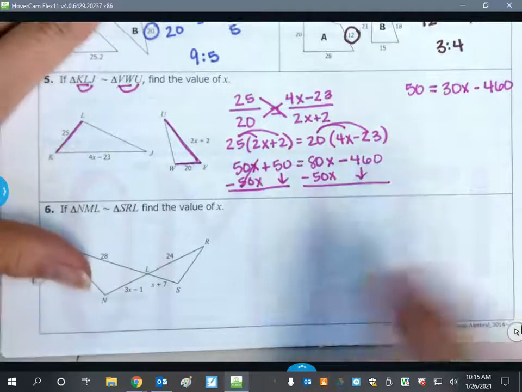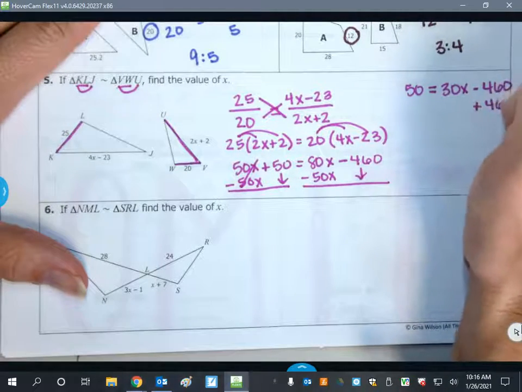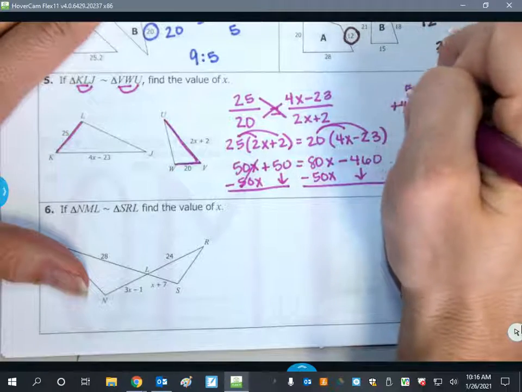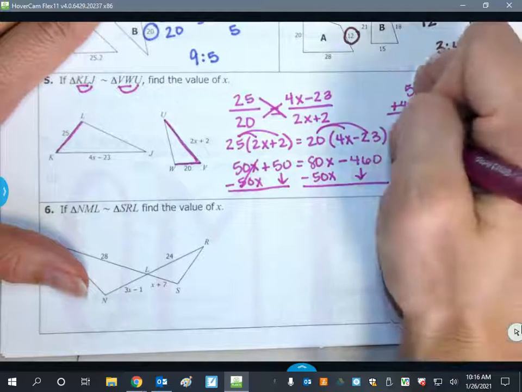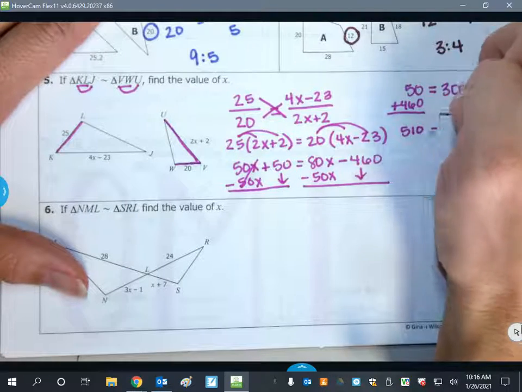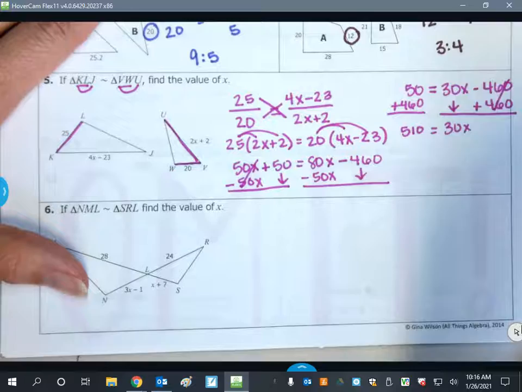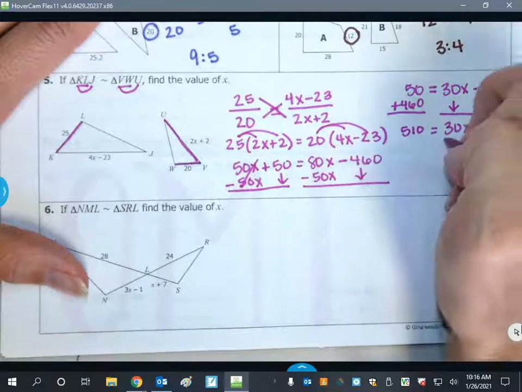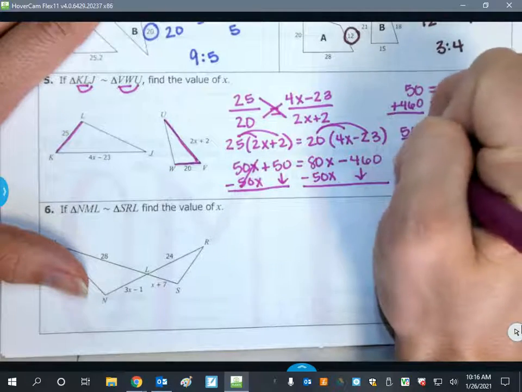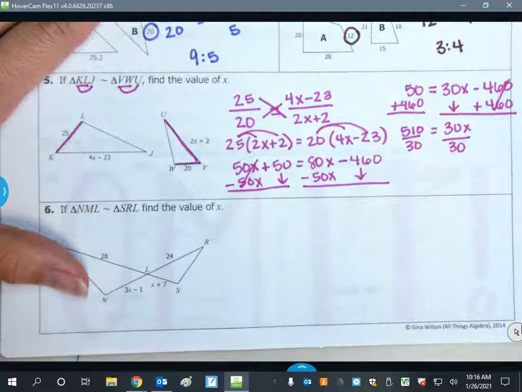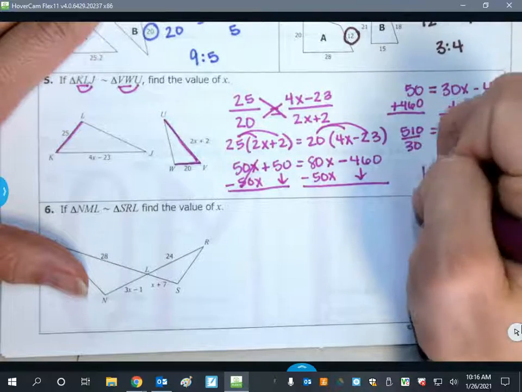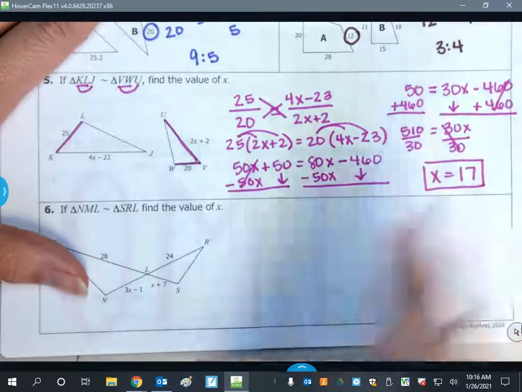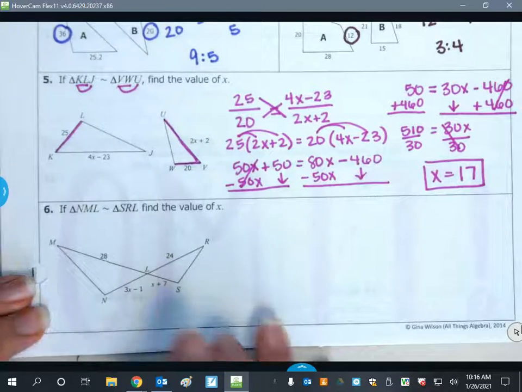Then I add 460 to both sides. And 50 plus 460 is 510. 30x comes down, and those cancel out. Divide by 30. And we get that x is equal to 17. So hopefully you found 17 for x.